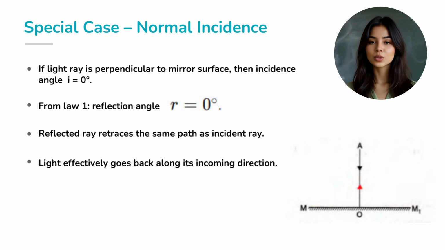So if you shine a torch straight at a mirror, the reflected light will come back right into your eyes. It's like saying, no deviation today, thank you very much. That's what's happening in normal incidence.